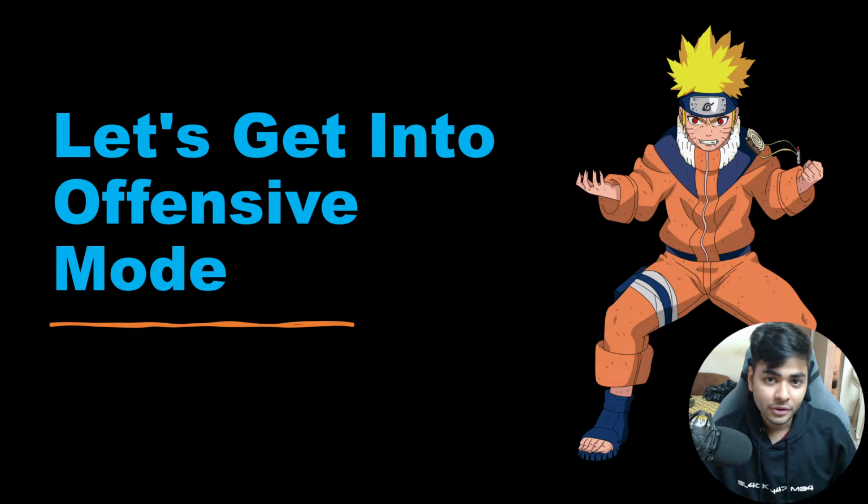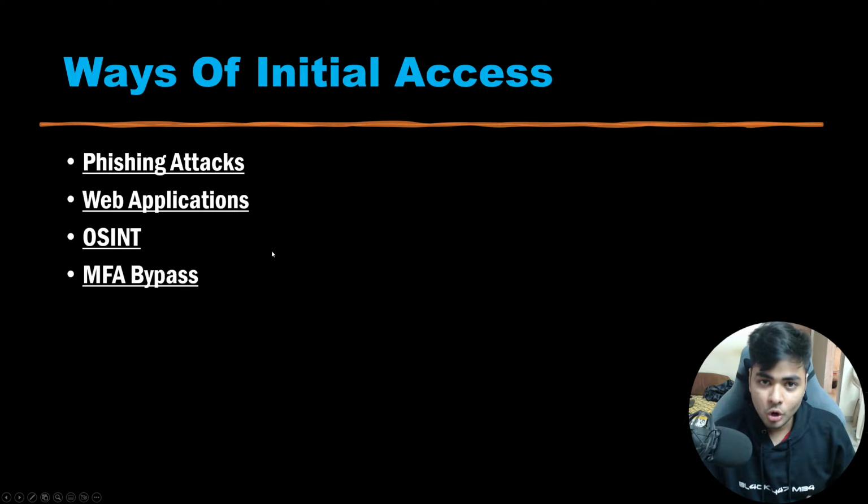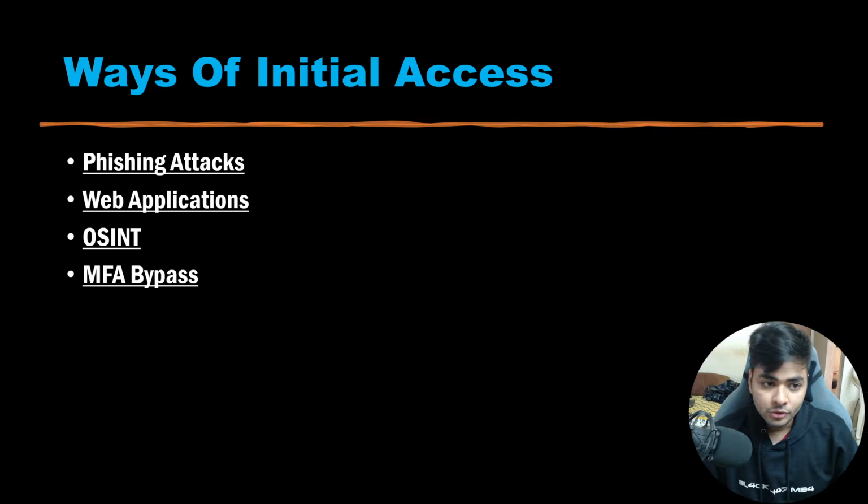In this video, we are going to talk about some initial access. As there are a lot of different types of initial access, we are going to focus on the most common ones, which are phishing attacks, web applications, OSINT, MFA. In this video, we are only going to see the phishing attacks. I will be talking about two different types of phishing attacks.